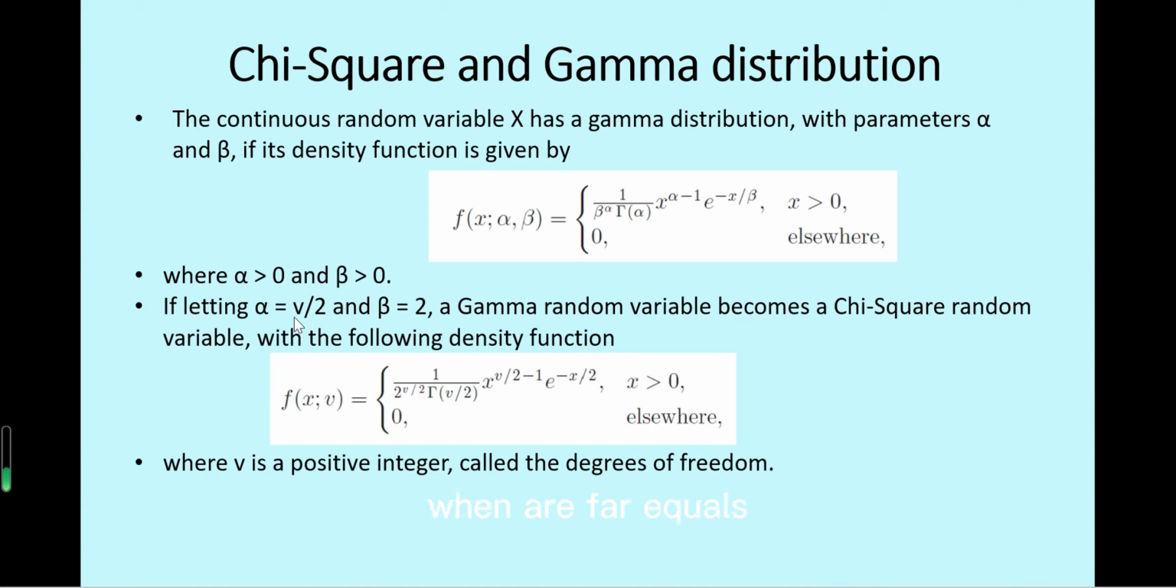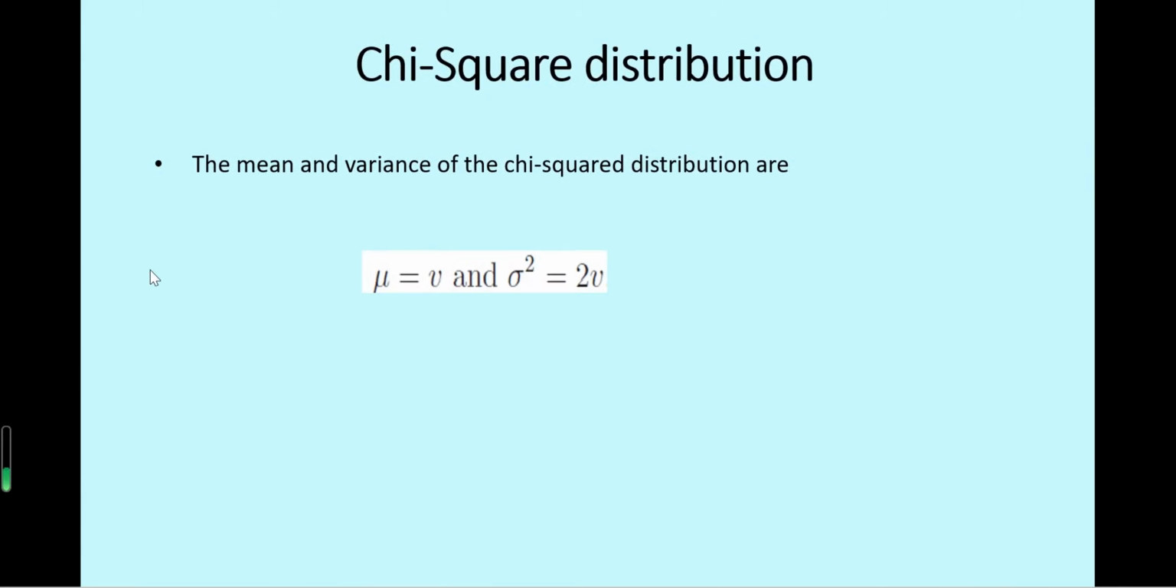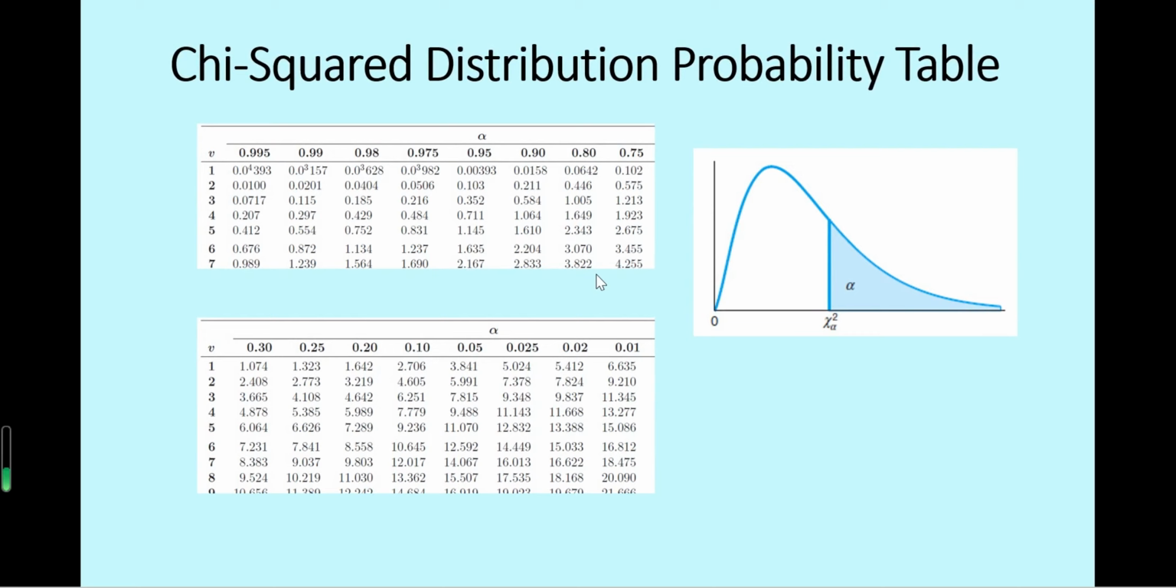When alpha equals v divided by 2 and beta equals 2, the gamma random variable becomes a chi-square random variable with the following density function. Here v is the degrees of freedom, a positive integer. The mean and variance of the chi-square distribution are: mean equals v, the degrees of freedom of the chi-square distribution, and variance is 2v.